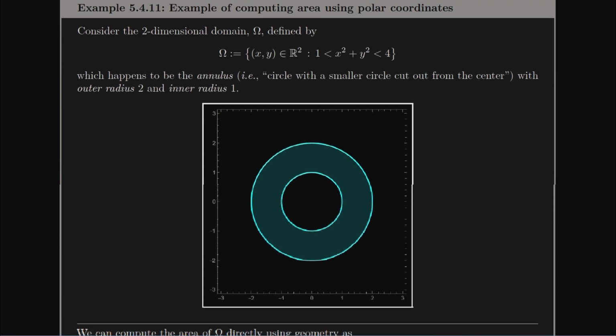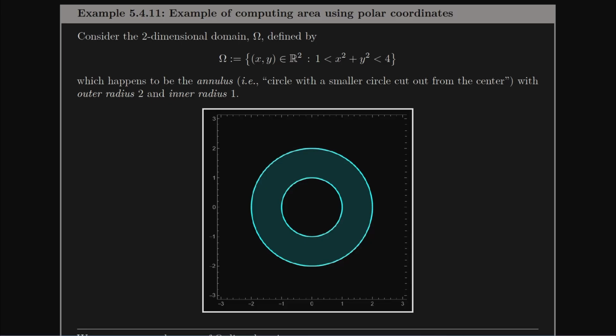So let's see this in action with polar coordinates. Here we have something called an annulus. Annulus comes from the Latin word for ring, and hopefully looking at the picture of the annulus, you can figure out why.